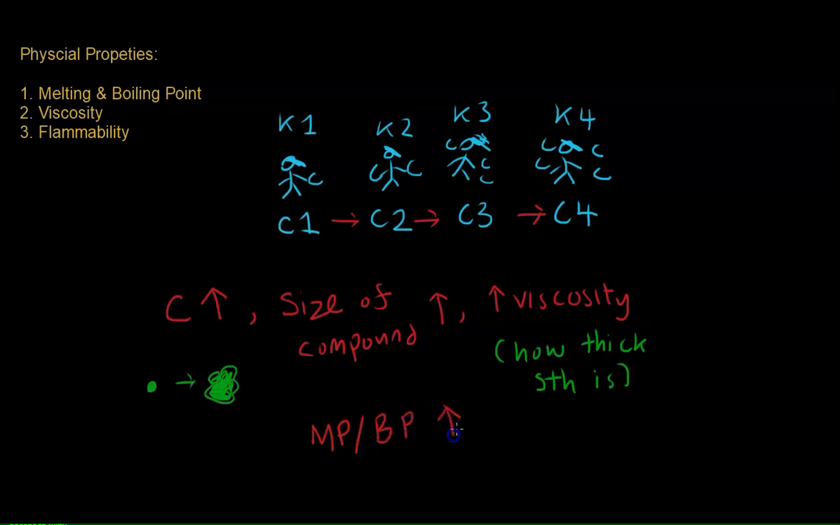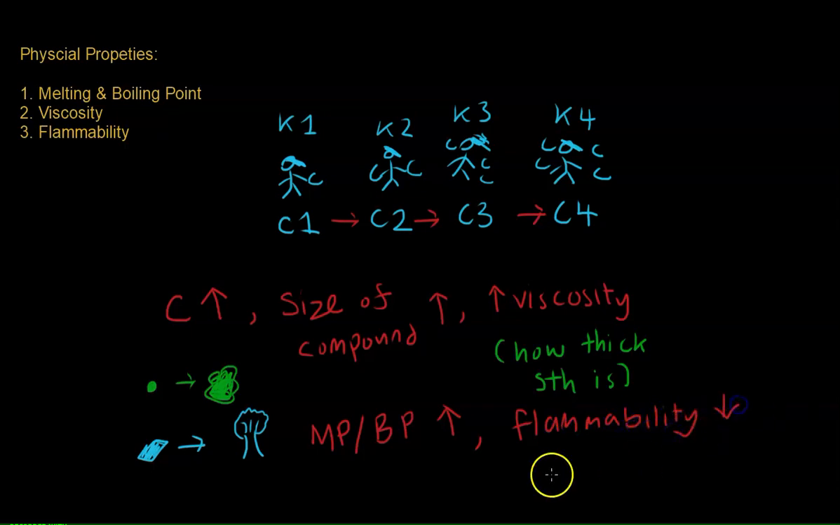Now melting point and boiling point will also increase, because it's bigger now. So imagine if you had to burn a piece of paper versus if you have to burn one whole tree, which one gets on fire easier? Obviously, the paper. And so that leads us to the last one, which is flammability, which will decrease. Flammability is how easily something catches fire.